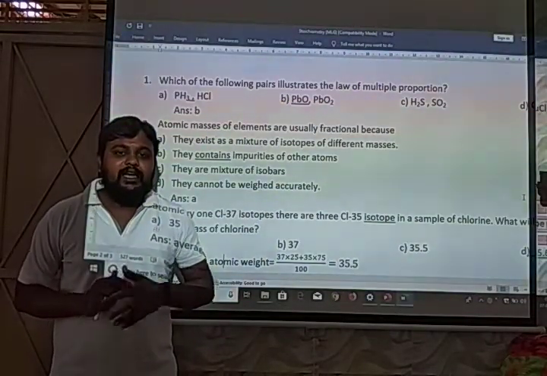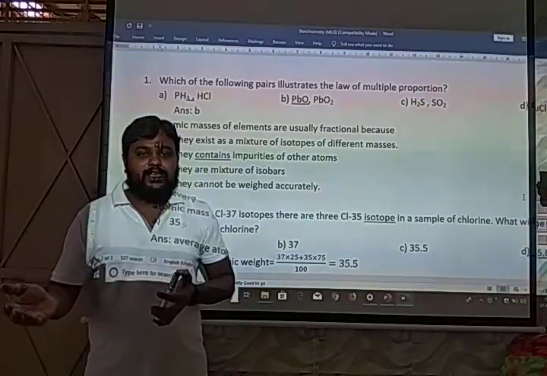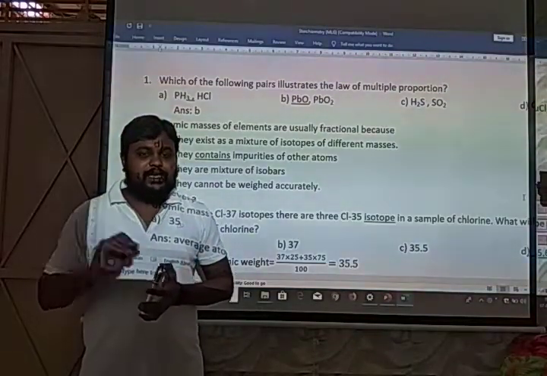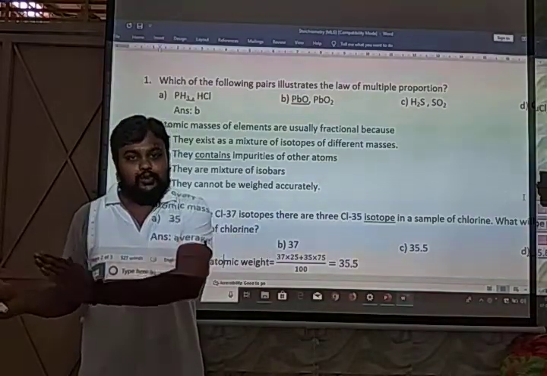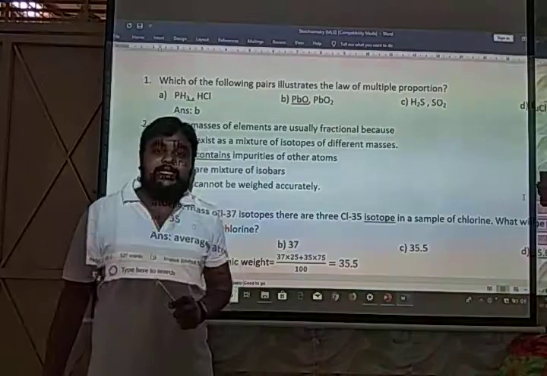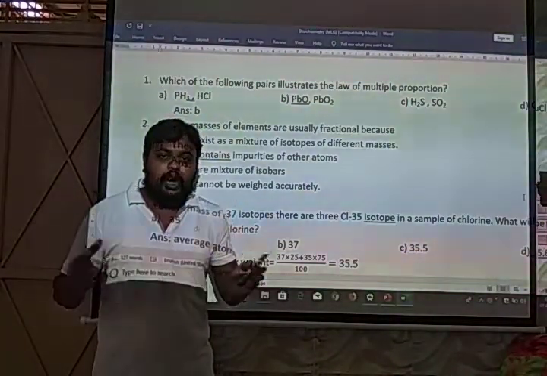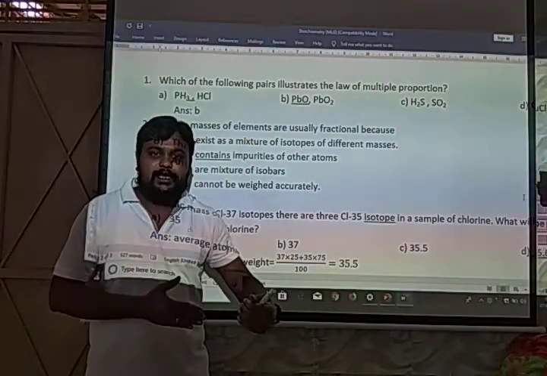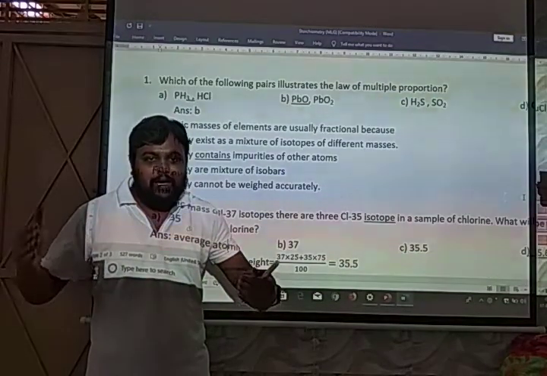You can see here, in water 2 hydrogens are there, and in hydrogen peroxide also 2 hydrogens are there. But the oxygen in water and hydrogen peroxide varies in a ratio of 1:2. That is the law of multiple proportion. It states that if two elements combine together forming two or more compounds, one of the elements is kept constant and the other element varies in a simple whole number ratio.